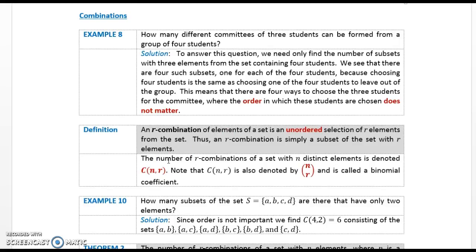Combinations. Example 8. How many different committees of 3 students can be formed from a group of 4 students? To answer this question, we need only find the number of subsets with 3 elements from the set containing 4 students. We see that there are 4 such subsets, one for each of the 4 students, because choosing 3 students is the same as choosing one of the 4 students to leave out of the group. This means that there are 4 ways to choose the 3 students for the committee, where the order in which these students are chosen does not matter.